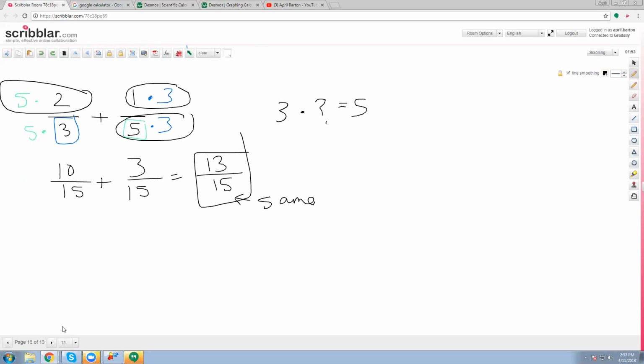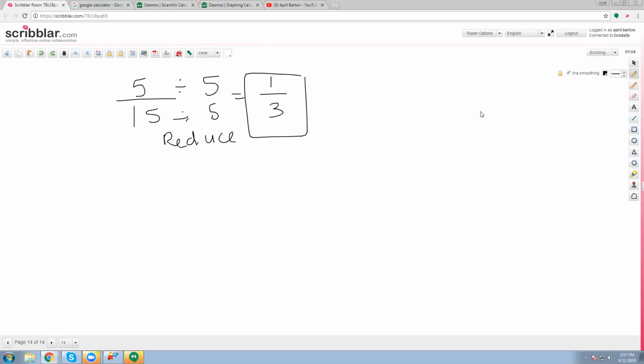Something that could reduce, just to show the reducing step, if it were to come up: 5/15. What divides into both 5 and into 15? Five. Good. 5 can divide by 5. 15 can divide by 5. And 5 divided by 5 is 1. 15 divided by 5 is 3. So that's adding, and the same rules apply for subtraction.